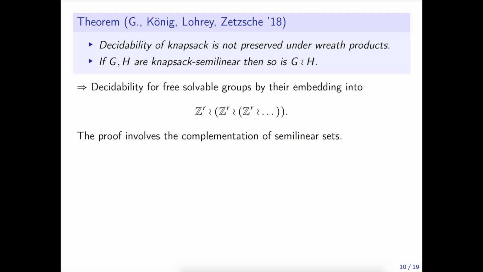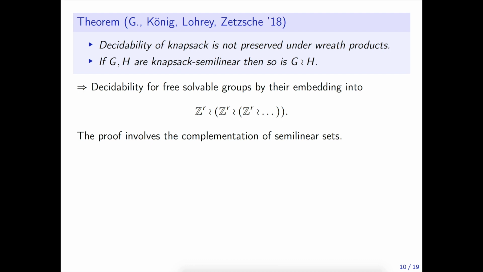As I mentioned before, they can be embedded into iterated wreath products of Z to the r, where this parameter r is determined by the rank and the depth is determined by the so-called derived length of the free solvable group. And since the abelian groups Z to the r are easily seen to be knapsack semilinear, also this iterated wreath product is knapsack semilinear, and hence also every free solvable group, since we can embed it into this wreath product. However, this does not give us good complexity results, since the proof here involves complementations of semilinear sets.